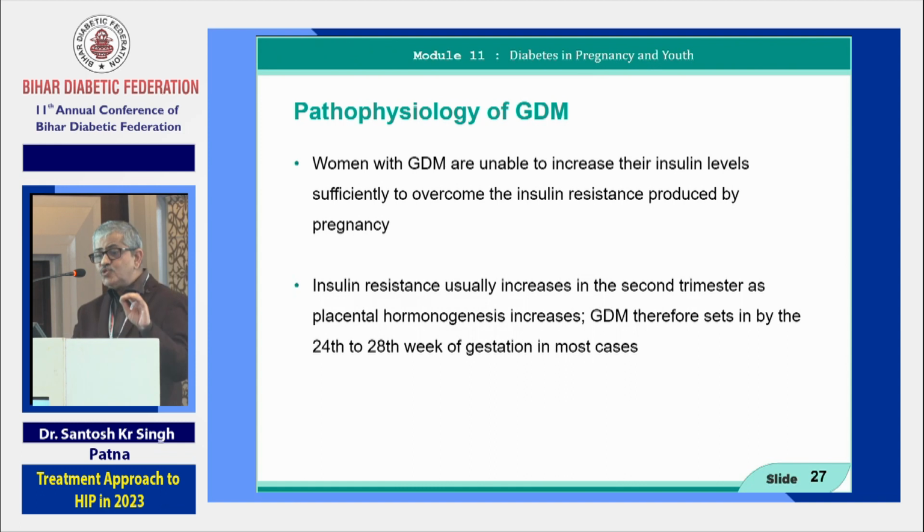Insulin resistance usually increases in the second trimester as placental hormone production increases. And you remember those hormones we were talking about: the human placental lactogen, prolactin, progesterone, and cortisol. GDM therefore sets in by the 24th to 28th weeks of gestation.